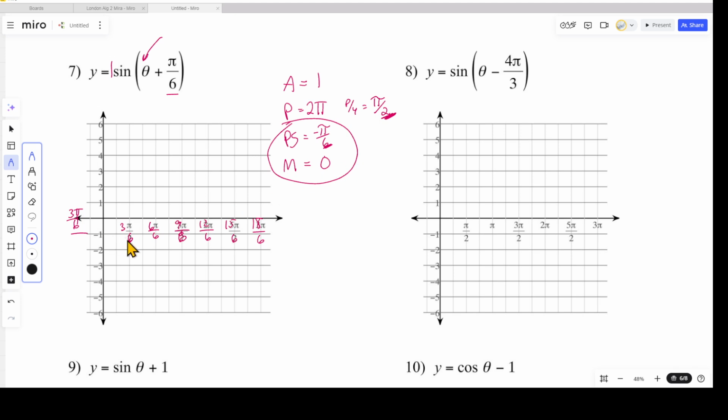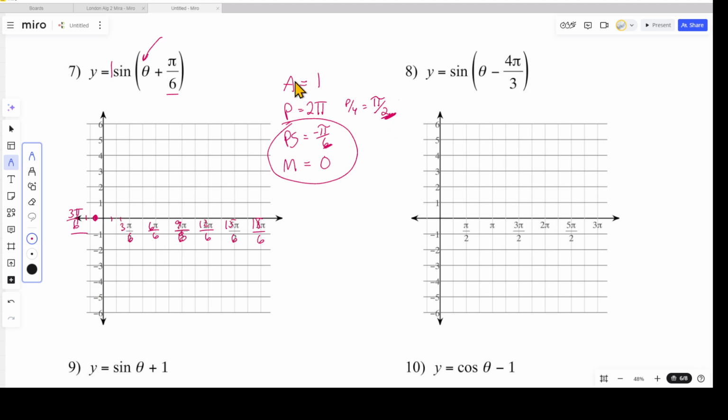All right, it's still a little unfortunate because I don't have pi over 6. It's an odd scale. So if that's 3 pi over 6, I guess I'll have to break that into thirds, something like that. Terrible. All right, so here we go. Negative pi over 6, 0 is right there.